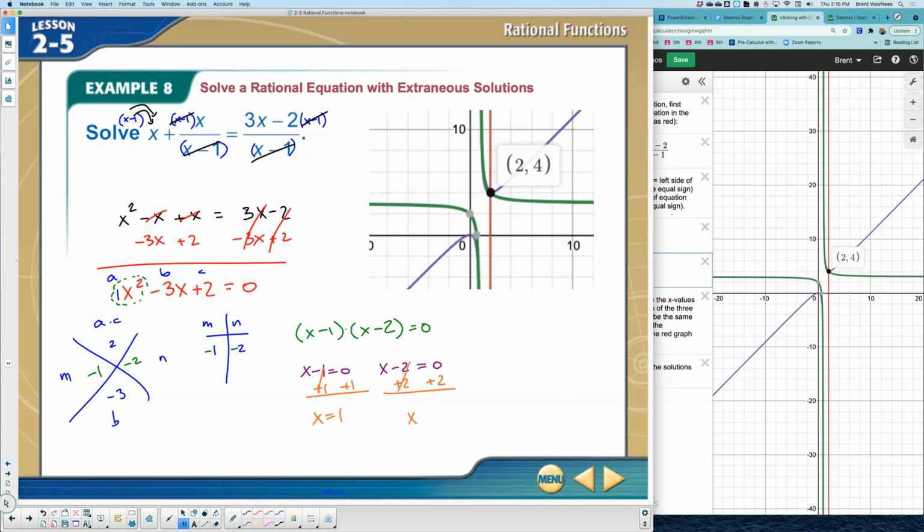But remember, on our picture, we only had one answer. We had the answer x equals 2. What happened with the 1? Why is it that this answer is extraneous when the algebra looks like that should be a good answer? How come the graph does not say it's a good answer? The answer is because you're not allowed to divide by 0. If you plugged in 1, 1 minus 1 is 0, you'd be dividing by 0. And that's why it's extraneous there. You cannot divide by 0. So that would not be a good answer.